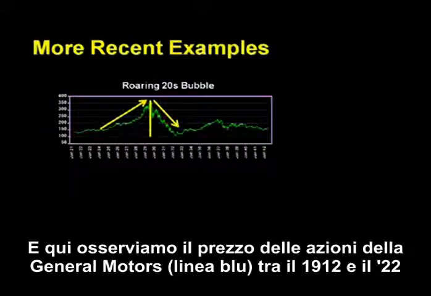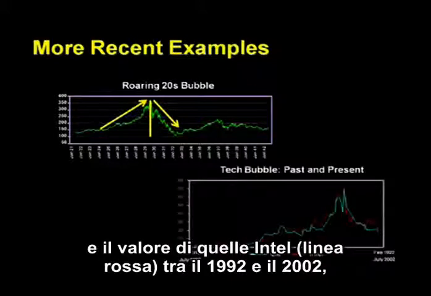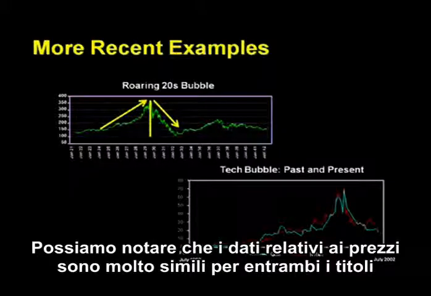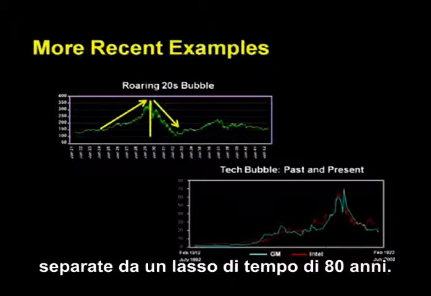And here's the stock price of GM in the blue line between the years 1912 and 1922, and Intel in the red line between 1992 and 2002, periods during which both stocks were swept up in bubbles. Here we might also note that the price data looks very similar for both stocks, despite the fact that they reflect a car company and a high-tech chip manufacturer separated by a span of more than 80 years.